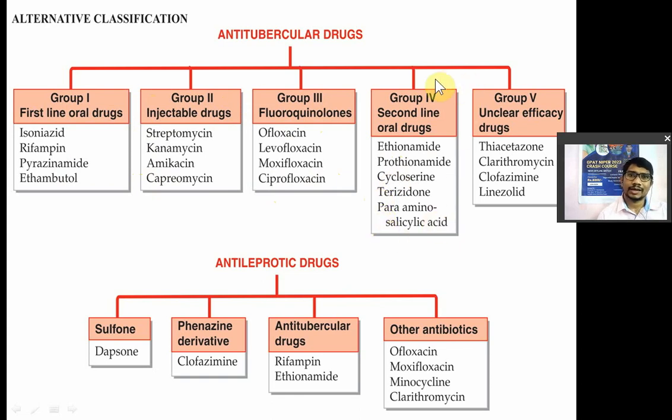Now second line drugs, they easily get resistance to the bacteria, and that's why they are known as reserve drugs. Now group or fifth class. So drugs whose efficacy has not been cleared.